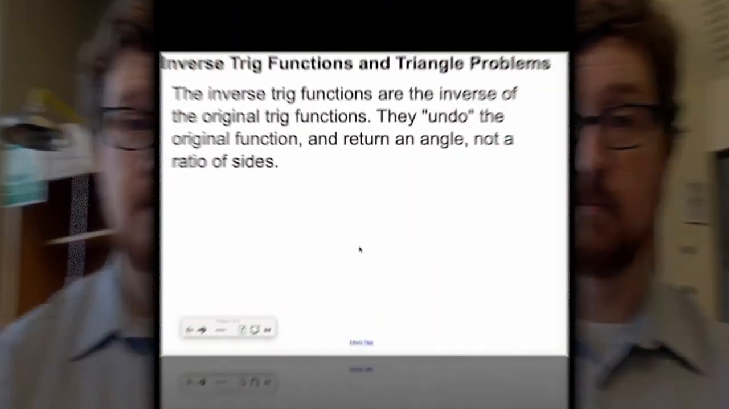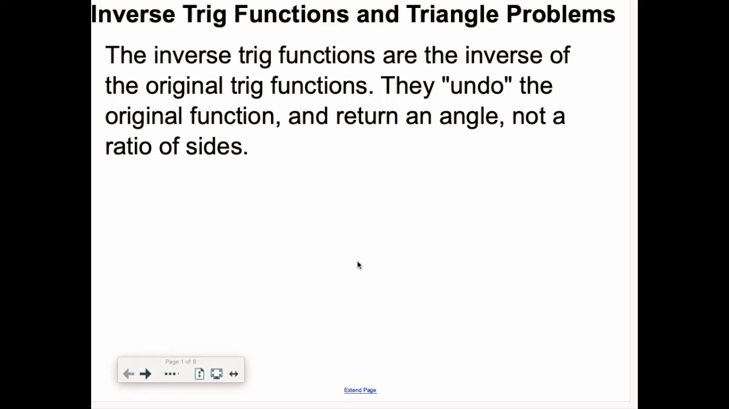But hey, enough about the future. Let's focus on the present, and let's deal with finding sides and angles in right triangle problems. Inverse trig functions are the inverse of the original trig functions. They undo it. So instead of returning a ratio of two sides, like sine, cosine, and tangent, inverse trig functions are going to return an angle, and we can use them for a bunch of great ideas.